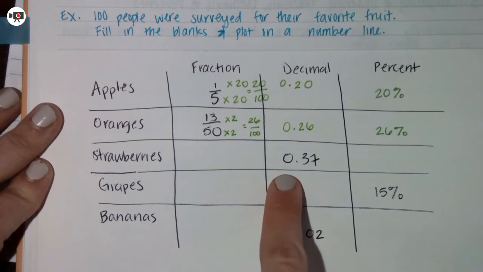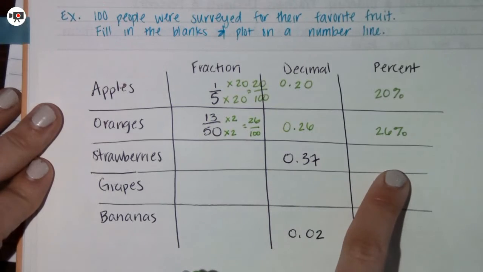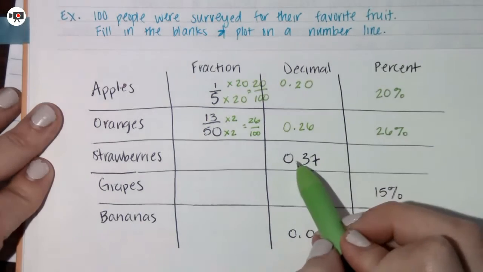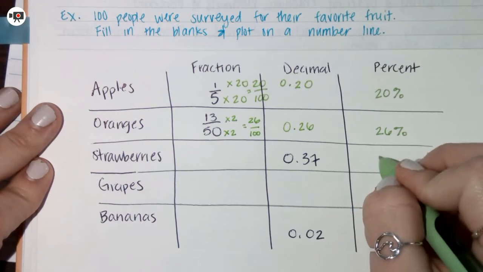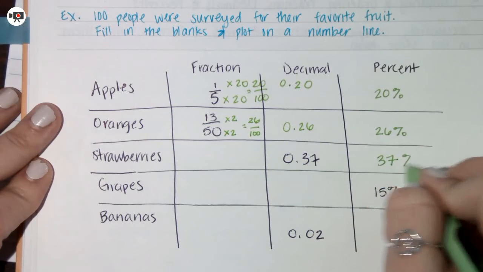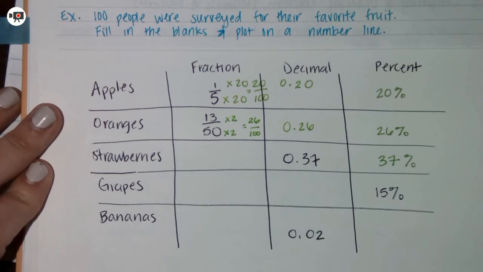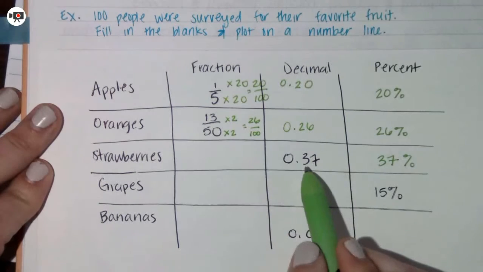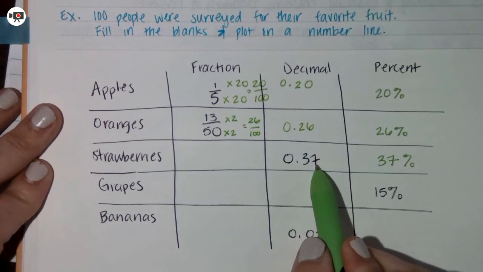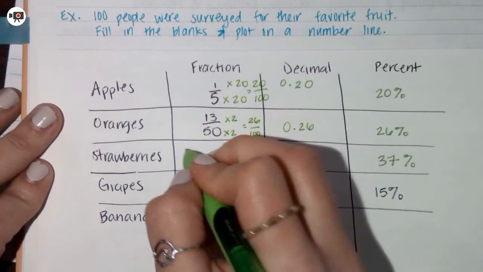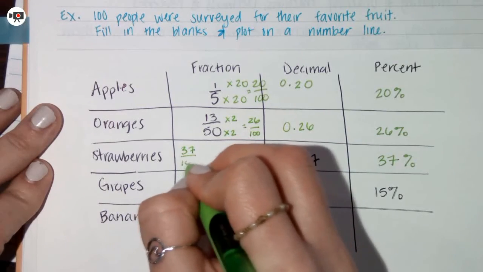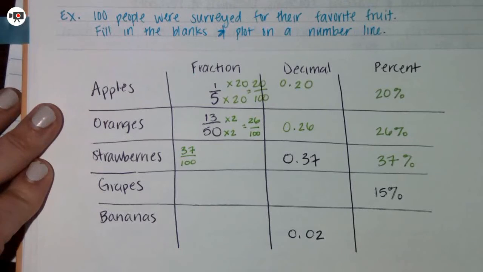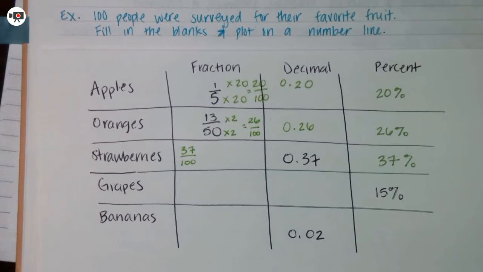Now here with strawberries, I'm starting with a decimal. To go from a decimal to a percent, that's pretty easy. Take my decimal, move it 2 spots to the right, and stick a percent on there. To turn 37 hundredths into a fraction, I do 37 over 100. And I think, can I reduce that? And I cannot. 37 is a prime number, so that's just going to stay there.